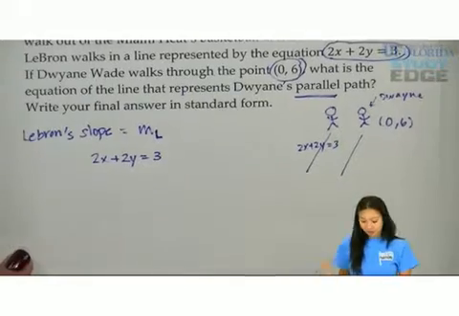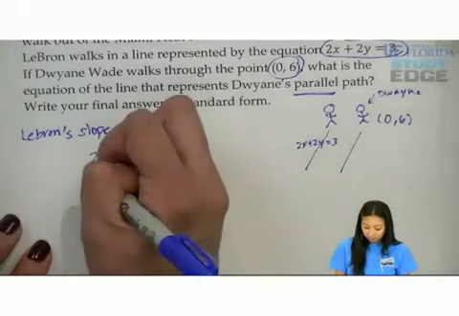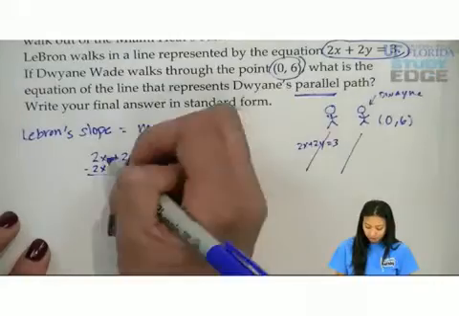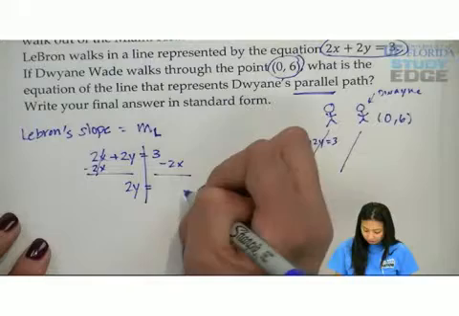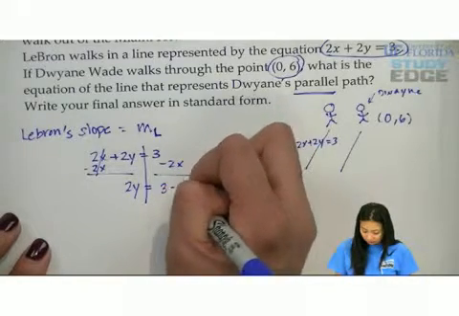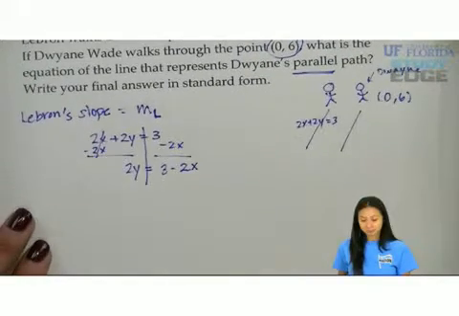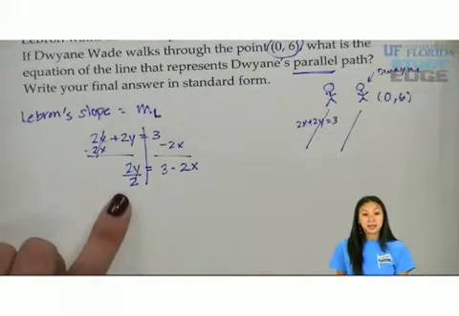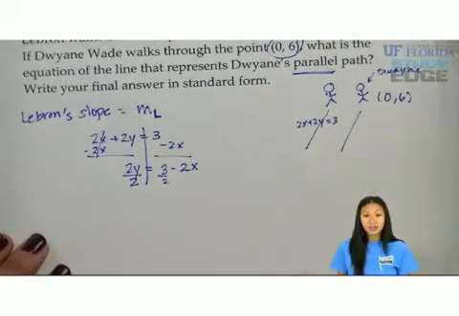I'm going to actually solve it out. So I have to get y by itself. I'm going to subtract 2x on both sides of the equal sign. 2x minus 2x is 0. 2y is left, equal to 3 minus 2x. Stay with me. I have to get y by itself, so I have to divide by 2. If I divide by 2 on one side, I have to divide everything by 2 on the other side. So this gets divided by 2, and this gets divided by 2.